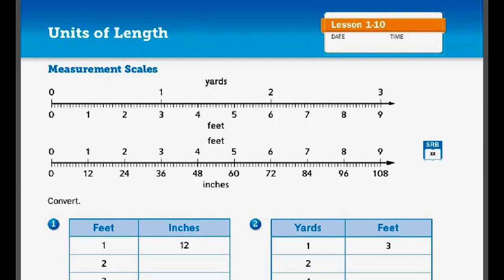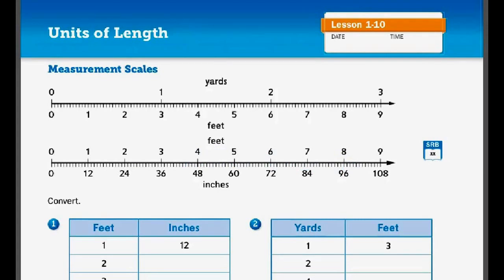customary system. So if you look here, we've got yards on this side, 3 yards up here, 1, 2, 3. And then below we have feet. So there are 3 feet in each yard. 1, 2, 3, there's 1 yard. 3 more, 2 yards, 3 more. So 9 feet would make up 3 yards. Same thing down here. We have our feet on this side though. We have up to 9 feet on the top. And then on the bottom it compares it with inches. So you'll see 1 foot, 12 inches, 2 feet, 24 inches, etc.